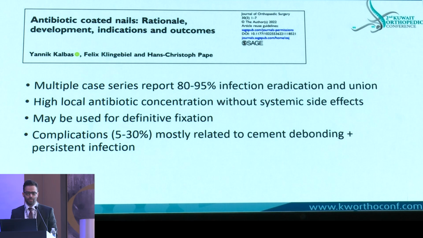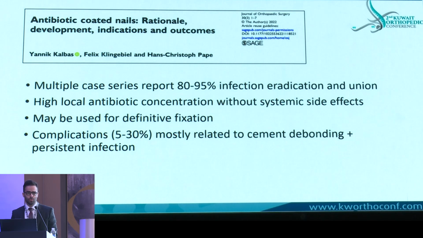In terms of brief outcomes of this procedure, it has been described back in 2002. It's not something recent. There are only case series. There's no big randomized controlled trial that I know of. The reported success rate for the eradication of infection as well as the non-union is around 80 to 95%. It gives a high local concentration of antibiotics without the theoretical systemic side effects, even though I slightly disagree. There are case reports of vancomycin toxicity because you're using more than the recommended dose. I generally use 2 grams of vancomycin powder with each 1 bag of cement. 1 bag is generally enough to create that cement mantle that you need.